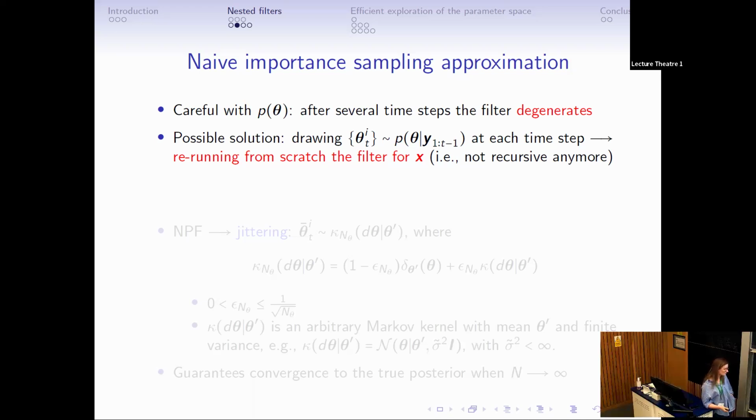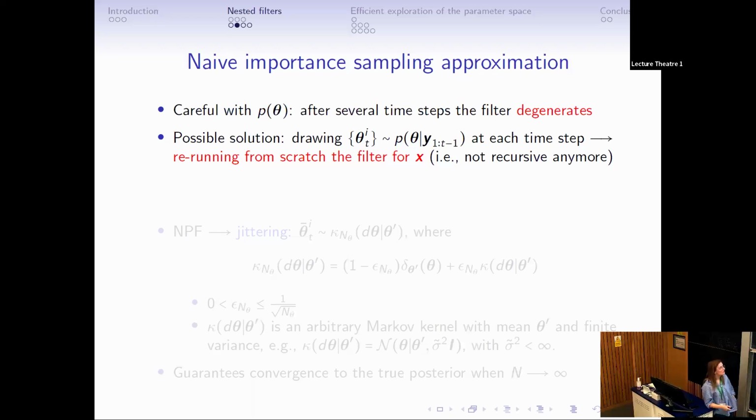Another thing we could do, instead of taking just the prior, is take the information we have now at the current time step, that is the posterior of theta, and add this sampling step, and we will see if at least it's moving towards the posterior. But the problem is that when you run the inner filter for the state, every time we change this particle theta, we need to start from scratch.